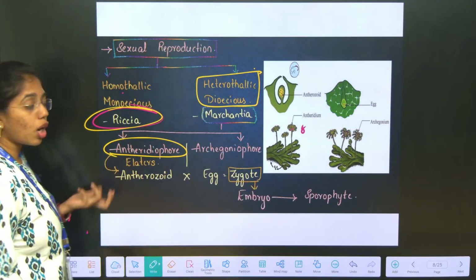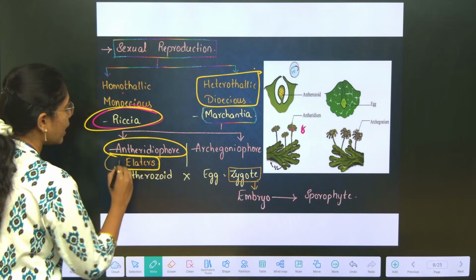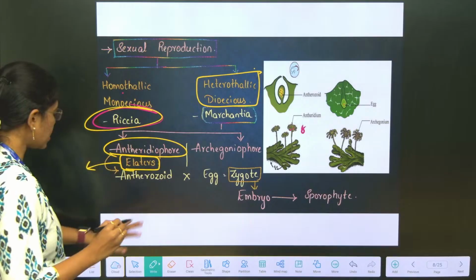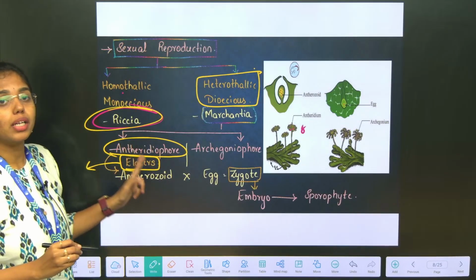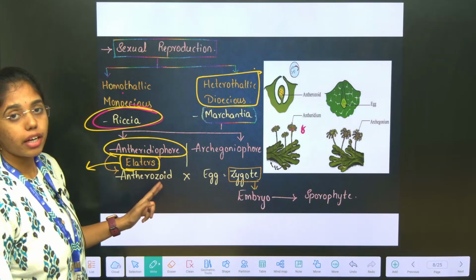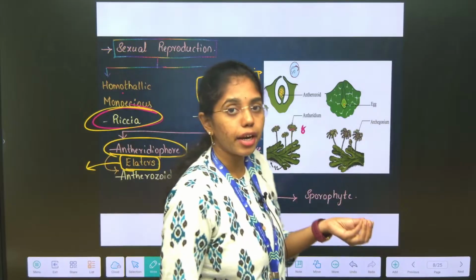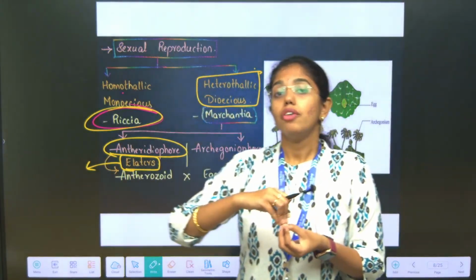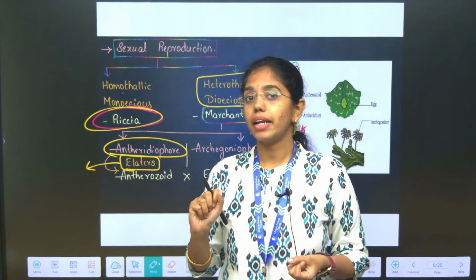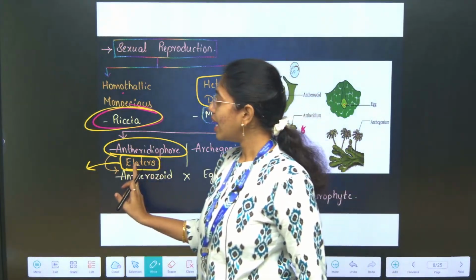These antherozoids are easily dispersed through elaters. Elaters here are present for effective dispersal. Okay, they are present over the antheridiophore. What are the structures present on the antheridiophore which are helpful for the easy dispersal of antherozoids? If that is the question, your answer should be elaters.